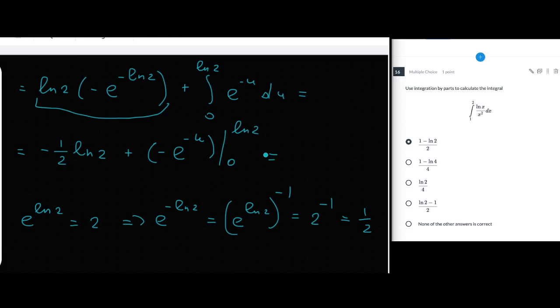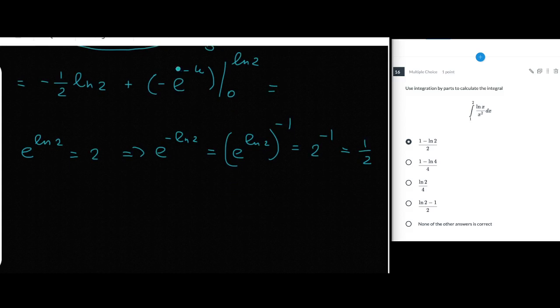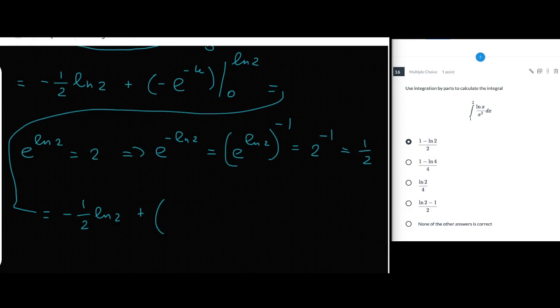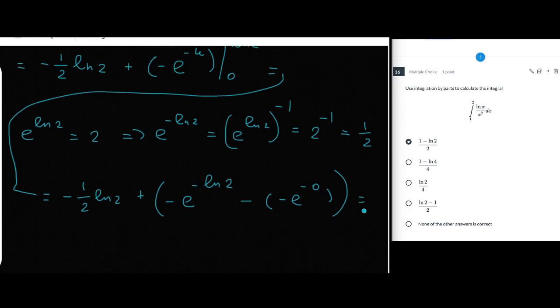All right. So let's do this calculation. I'm going to skip down to here. So I have negative 1/2 ln of 2. Now when I substitute natural log of 2 for u into this term right here, I'm going to get negative e to the power negative logarithm of 2, and then minus negative e to the power negative 0. And we just need to interpret each of these terms.